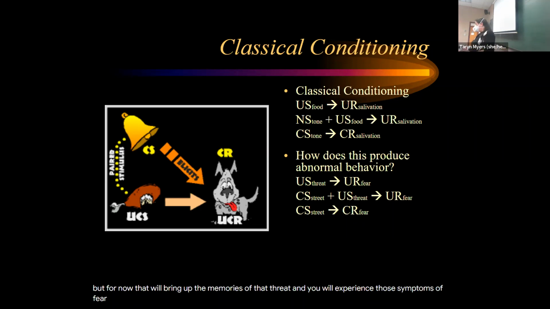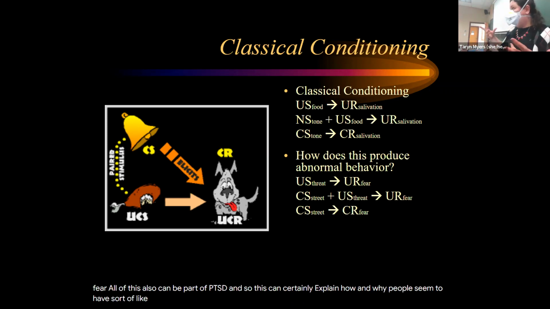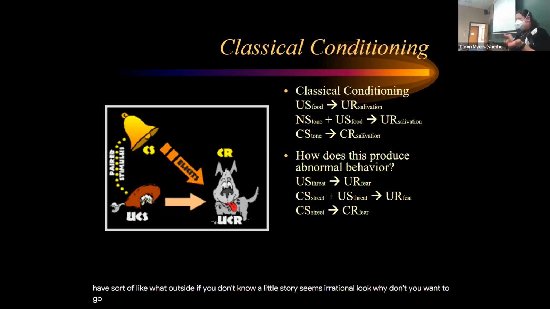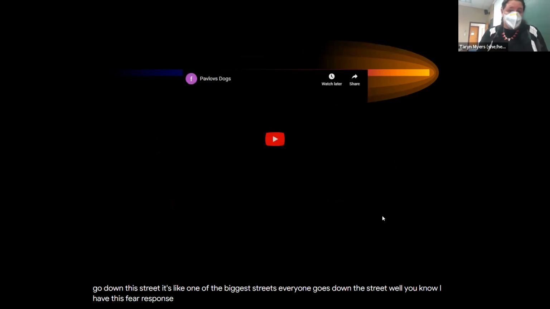This can be how phobias develop. This also can be part of PTSD. And so this can certainly explain how and why people seem to have what, from the outside, if you don't know the little story, seems irrational. Like, why don't you want to go down this street? It's one of the biggest streets. Everyone goes down that street. Well, I have this fear response.